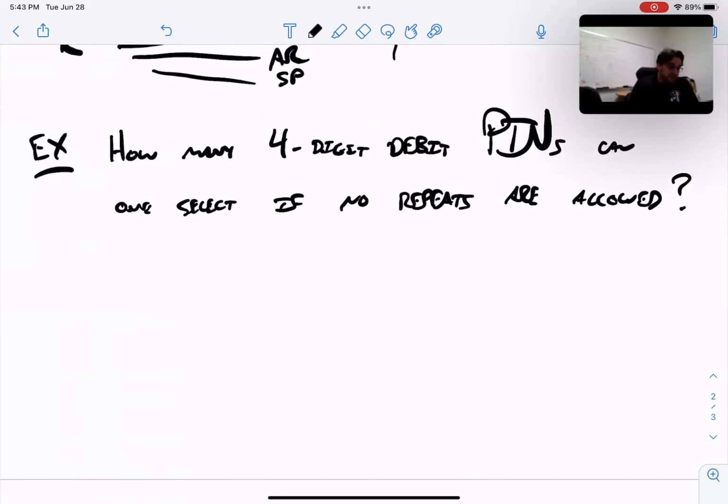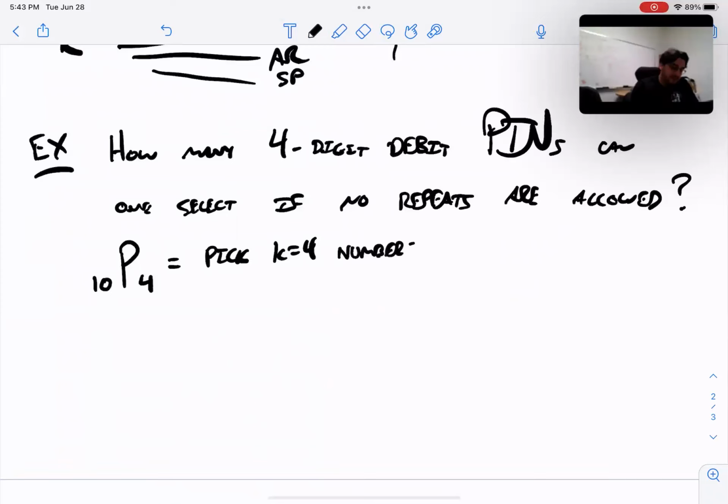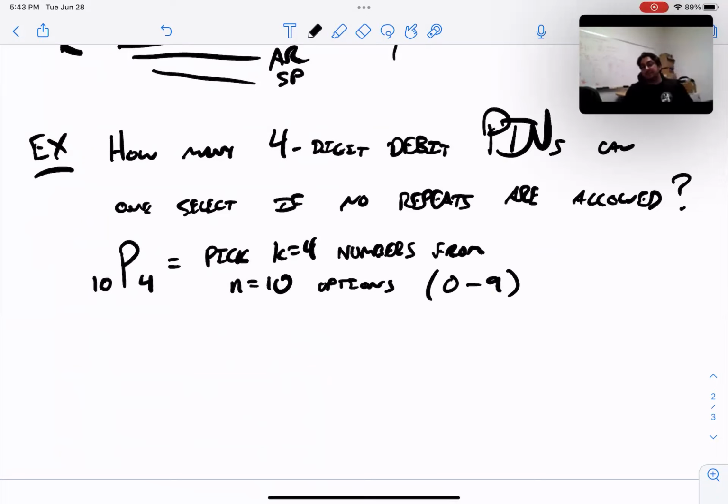Well, this would be 10 permute 4. Why is this 10 permute 4? Because I'm going to pick k equals 4 numbers from n equals 10 options. And where is that 10 coming from? It's the digits 0 through 9. Those are the 10 different digits we can pick.